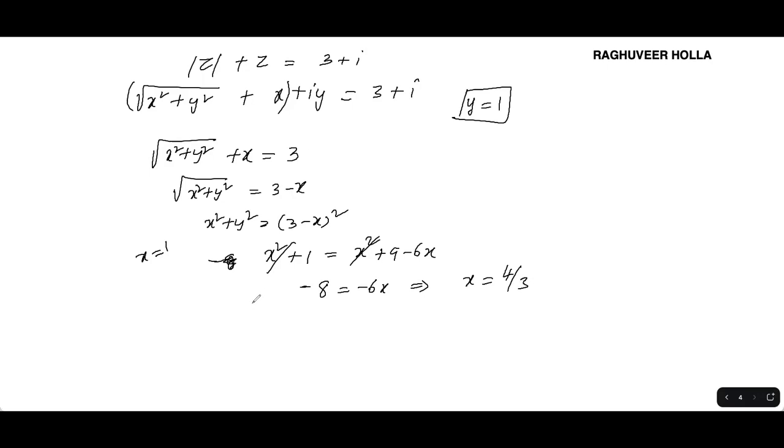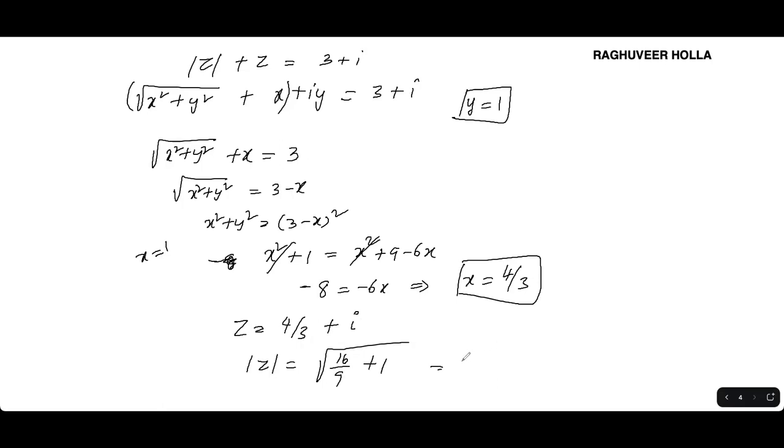So now we got what x is and what y is. We need mod of z. So z is 4 by 3 plus i, right? So mod z will be the square root of 4 square, which is 16, and 3 square, which is 9. This is 1. So this is root of 25 by 9, right? Which is 5 by 3, the best possible answer.